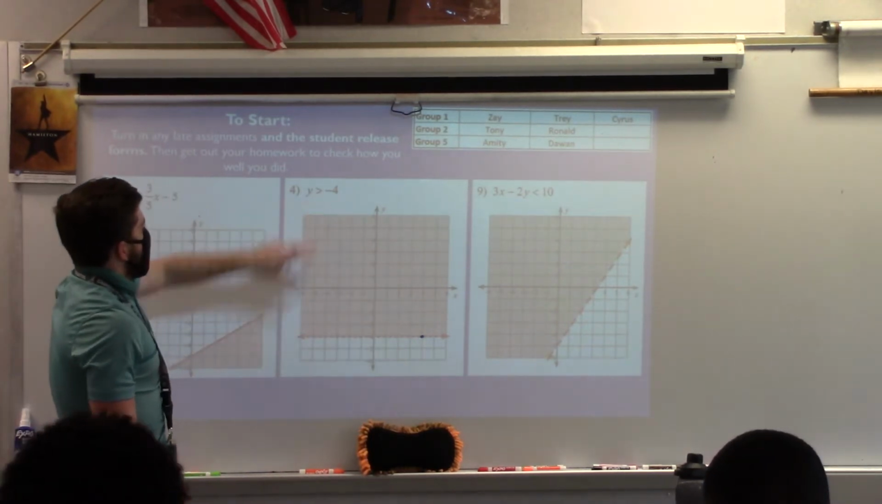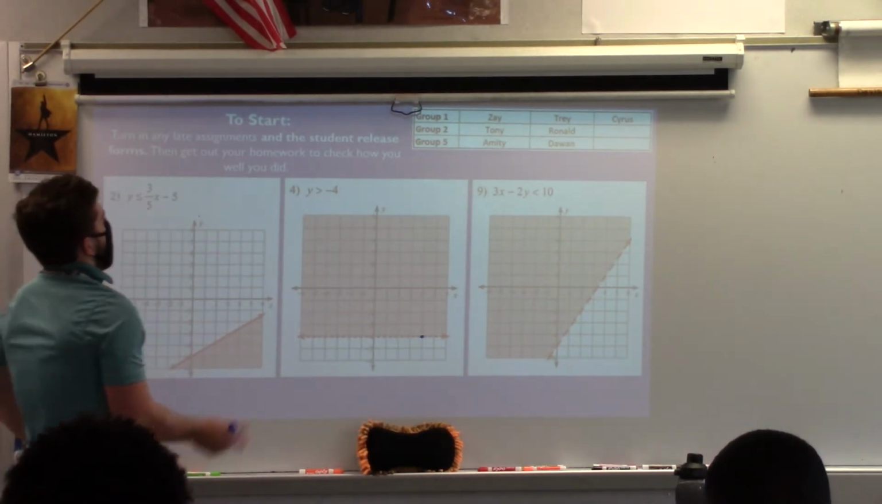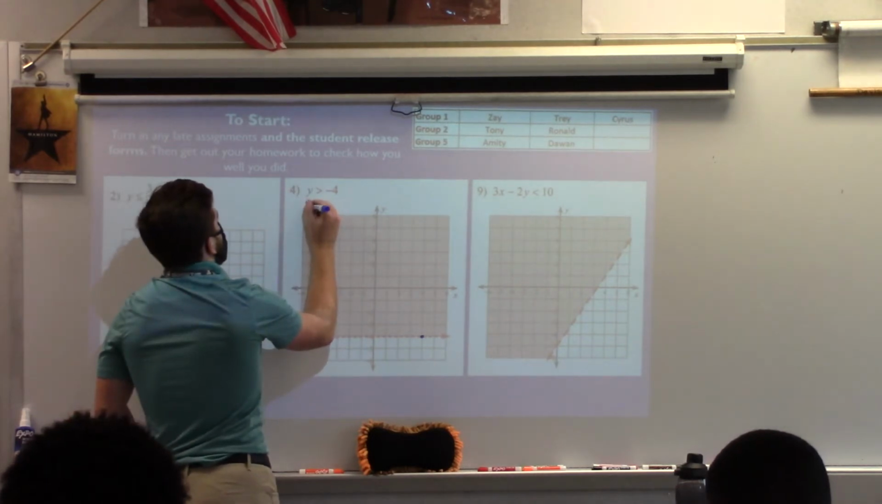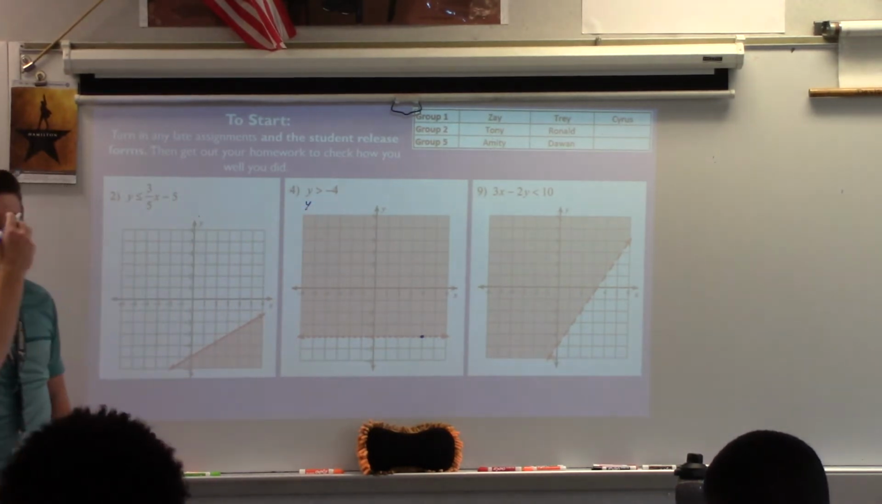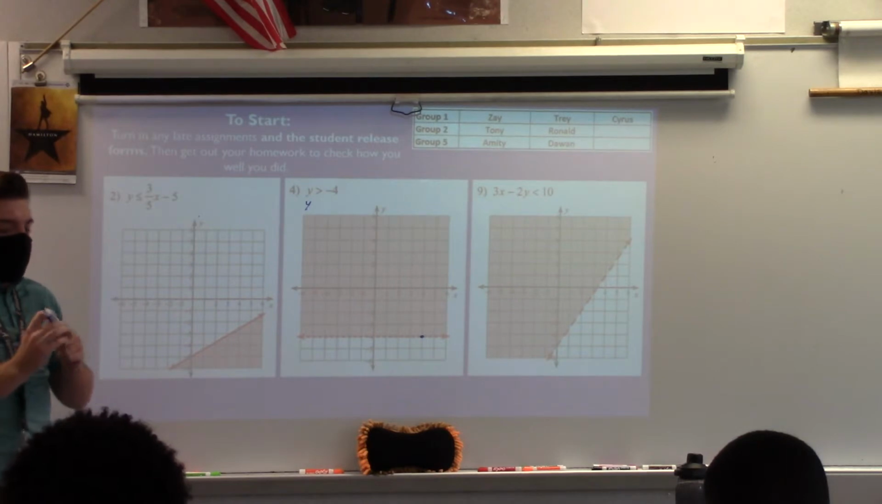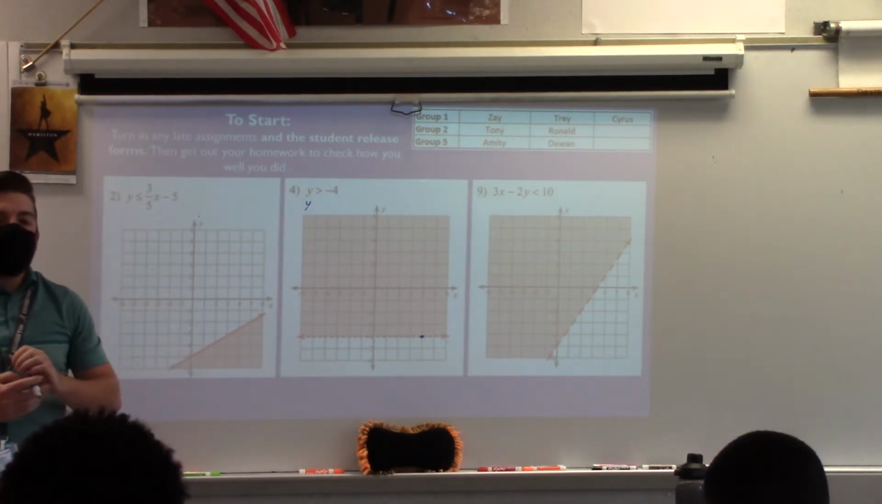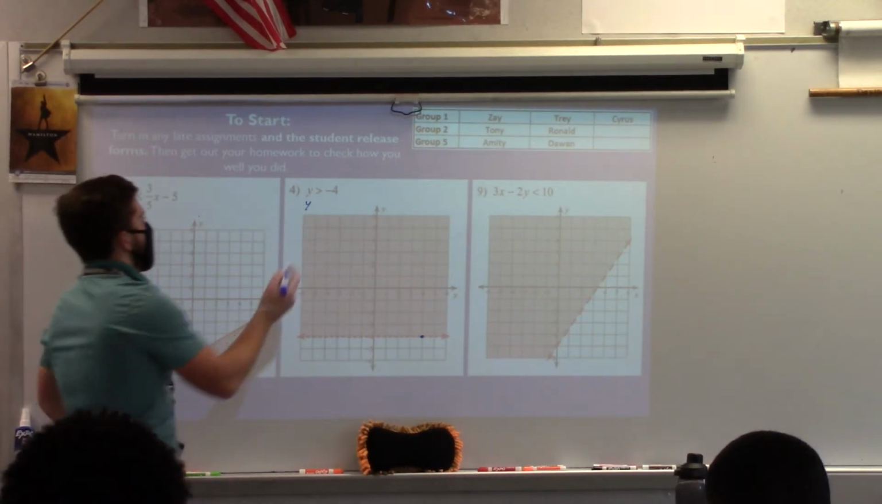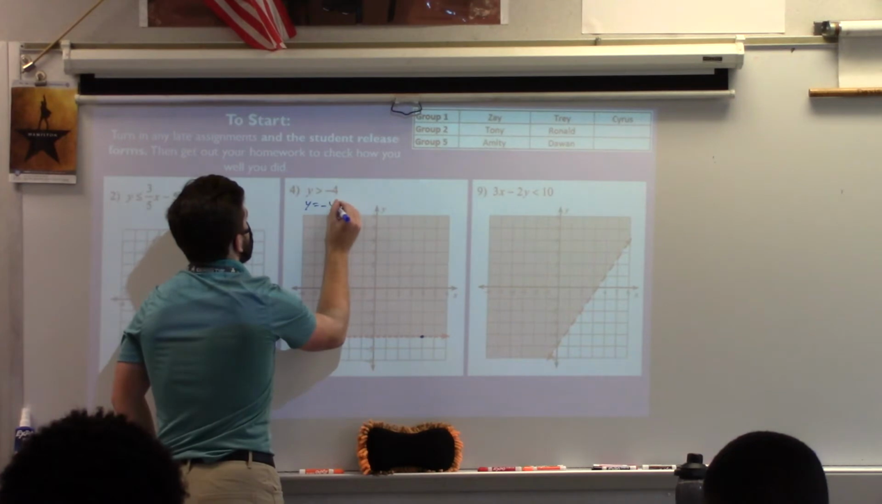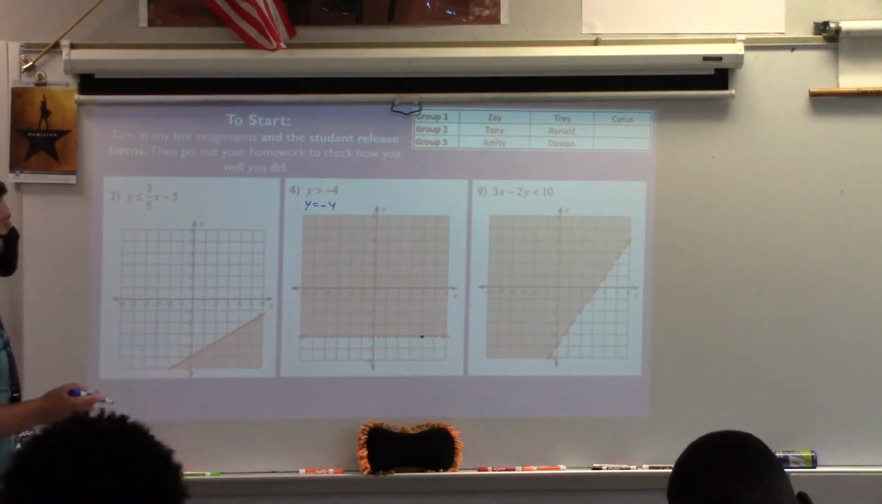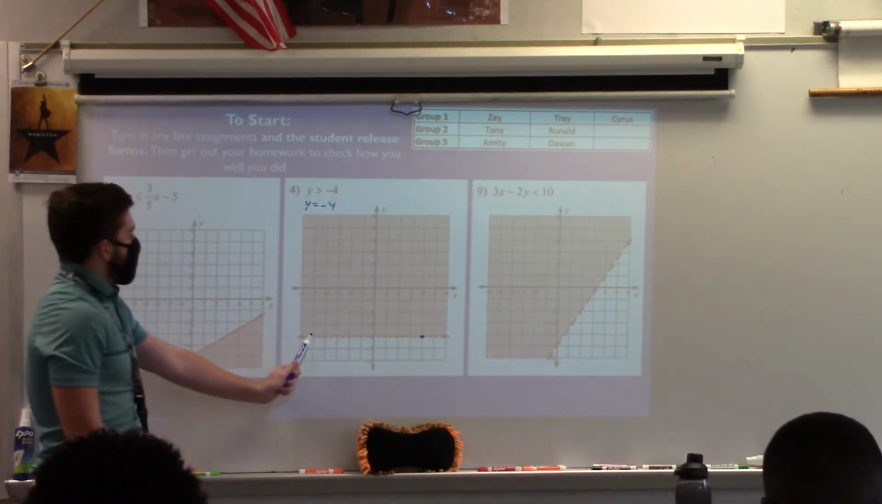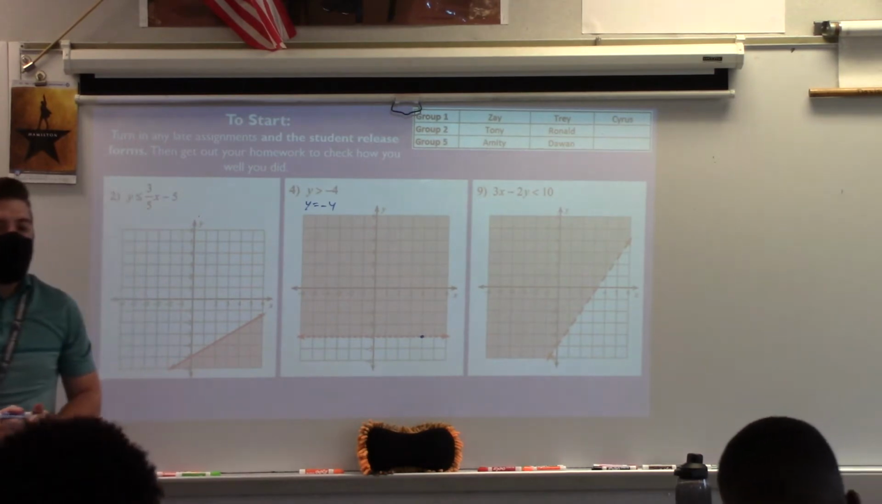Let's look at this boundary line. So what is the boundary line we're looking at here? Is the boundary line an inequality or is it an equation? Equation. So our boundary line is y equals -4. So why is this line right here y equals -4?